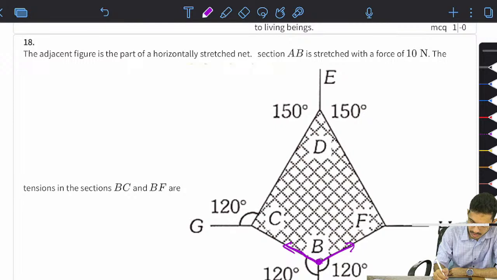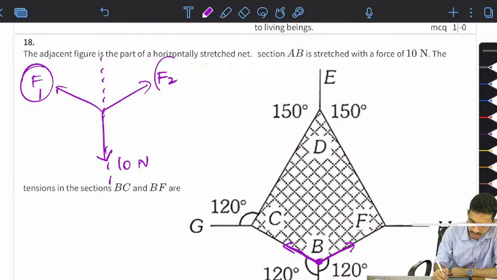Now, you can immediately answer the question just by using some common sense. If the resultant force is 0, notice that there is symmetry in this situation. If I draw the forces here, one force is like this, another force is like this, another force is like this. And this is 10 newtons. And these two forces are arranged symmetrically. What that means is it's like a mirror image. Whatever is on the left is an image of what's on the right. So from this symmetry, we can conclude that these two forces have to be equal.